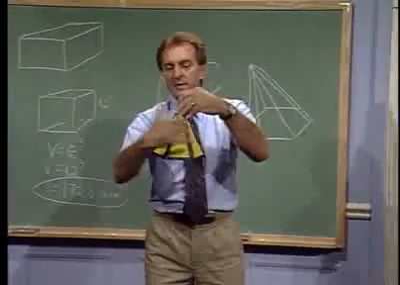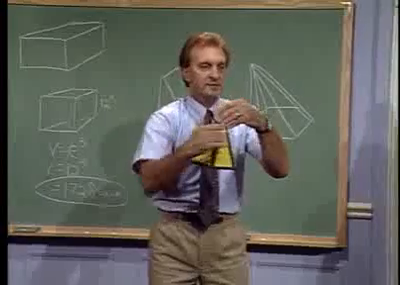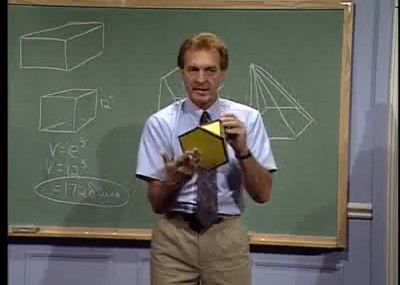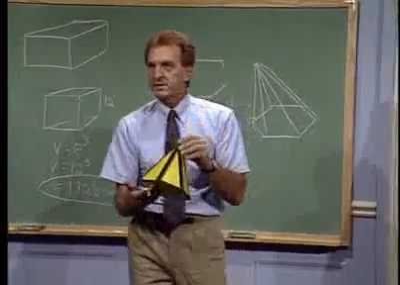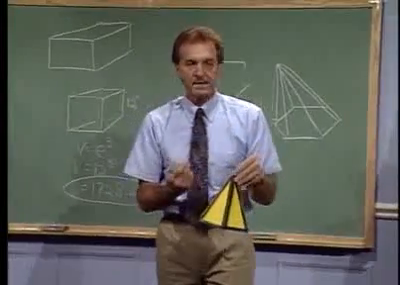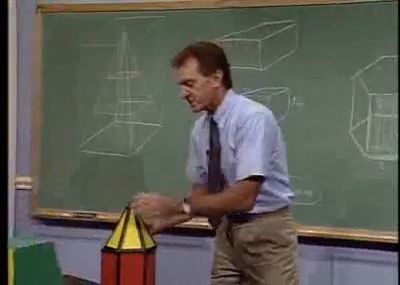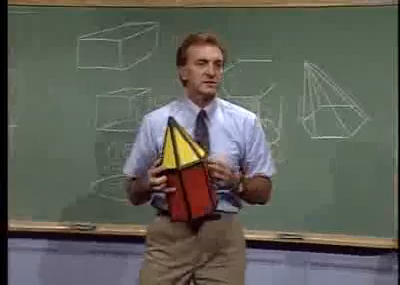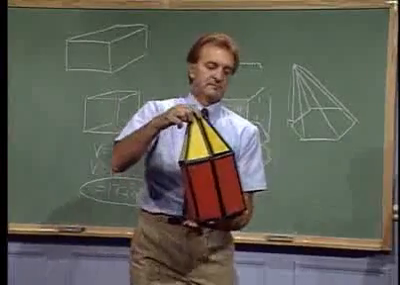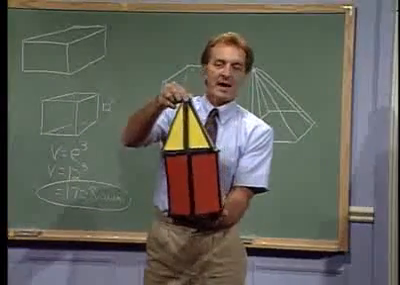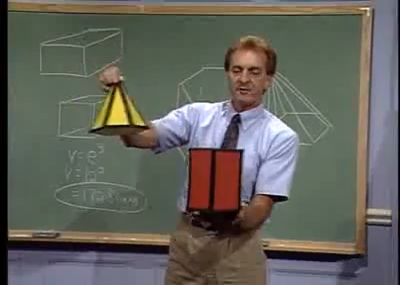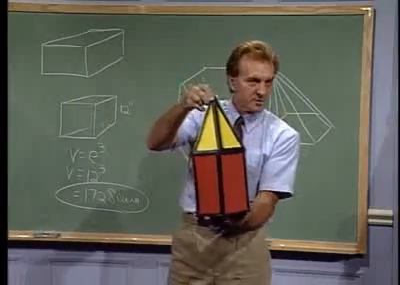Now, this is the lateral area. Total area would be this lateral area plus the area of the base, and then, of course, once again, you have the volume of this. Now, how do you think the volume of this compares to the volume of this prism? How does the volume of this pyramid, do you think, compare to the volume of this prism?